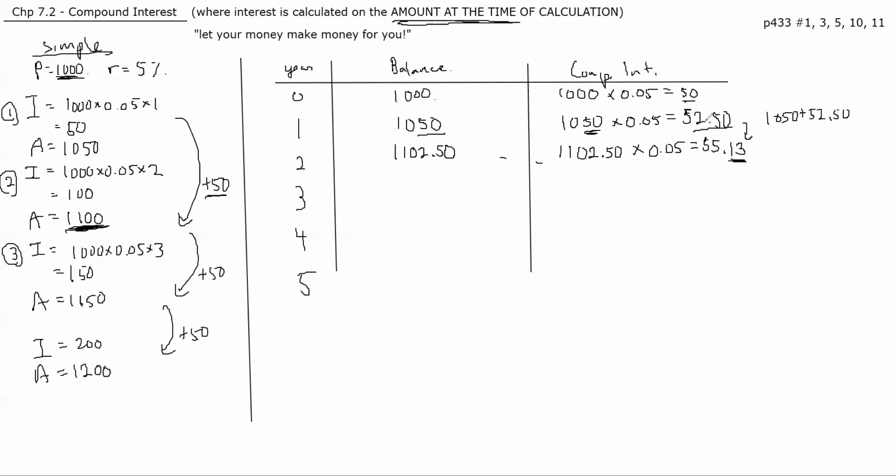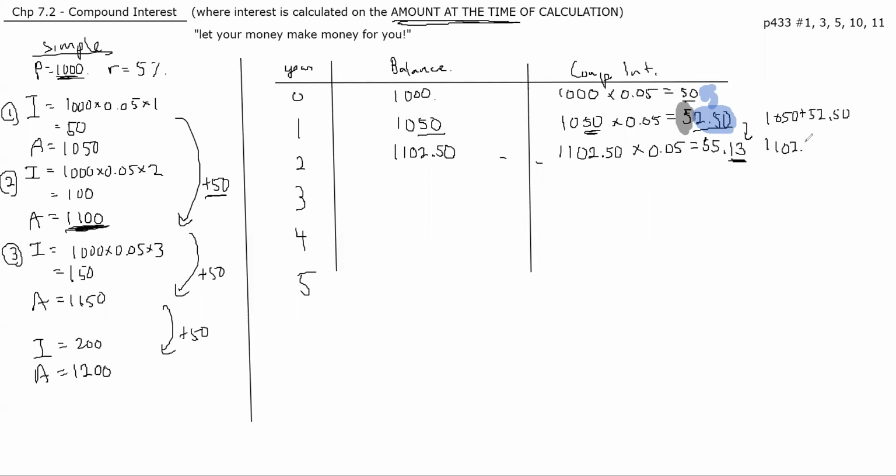Well, after earning $2.50 from the extra $50 right here, I earned another 13 cents by applying 5% to the extra $2.50 that I earned on the previous $50. Is that sinking in? This is the power of letting money make money for you.